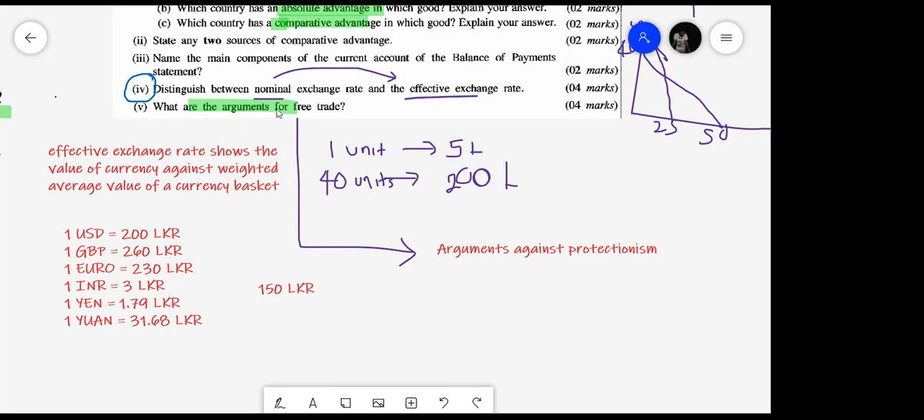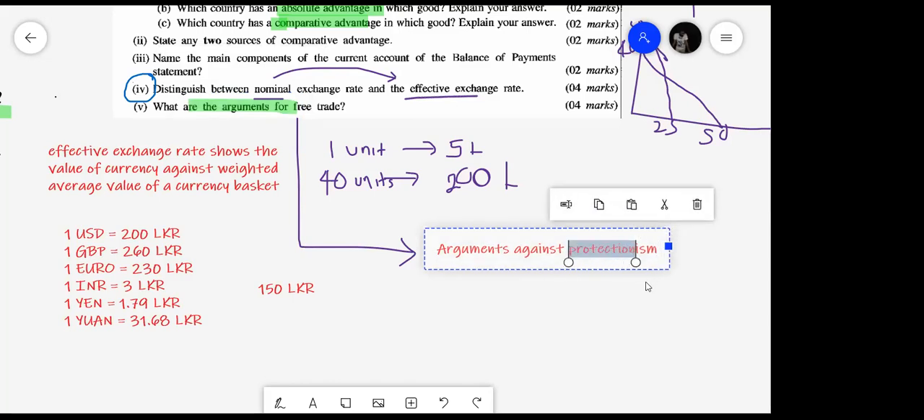Yes, arguments for free trade means the advantages. Guys, this means the advantage. So the advantages of free trade are the disadvantages of protectionism. So one disadvantage of protectionism is the prices increase. So you can say because of free trade, the prices don't increase. The prices consumers pay decrease. You can change that one.